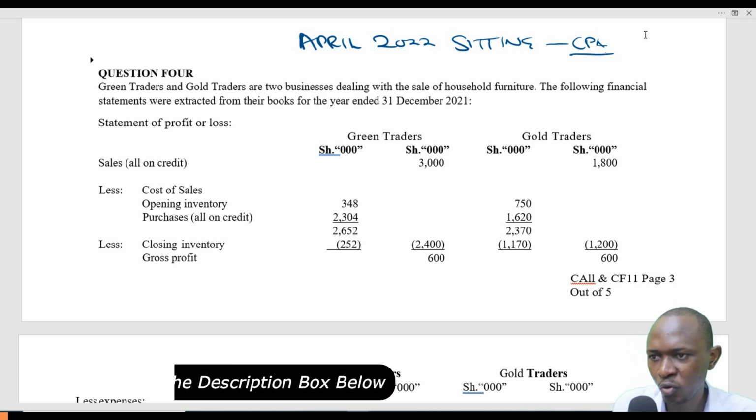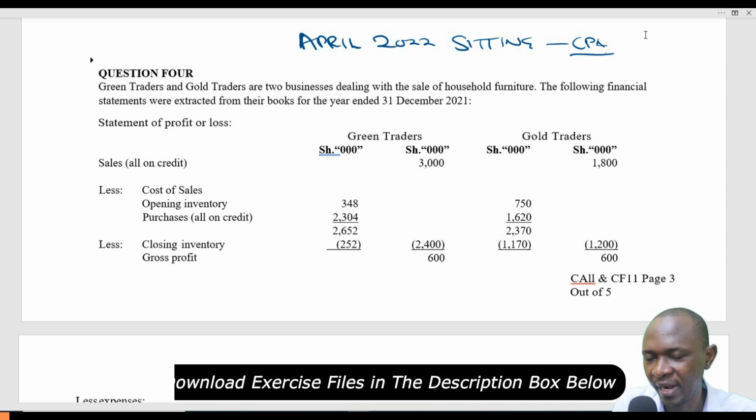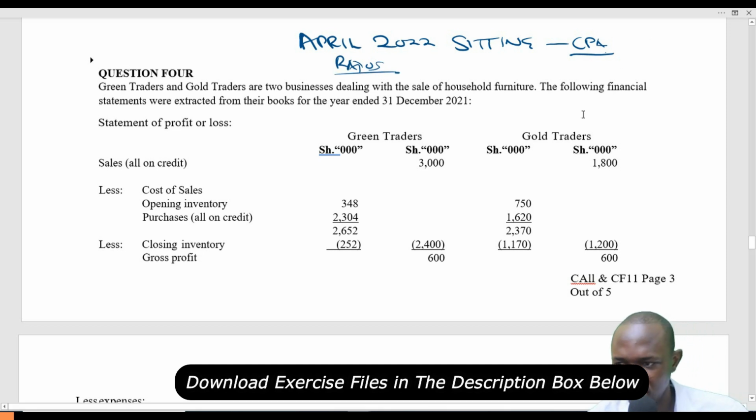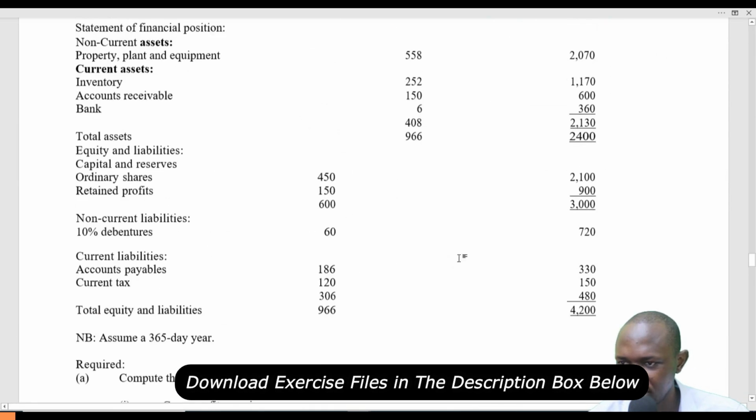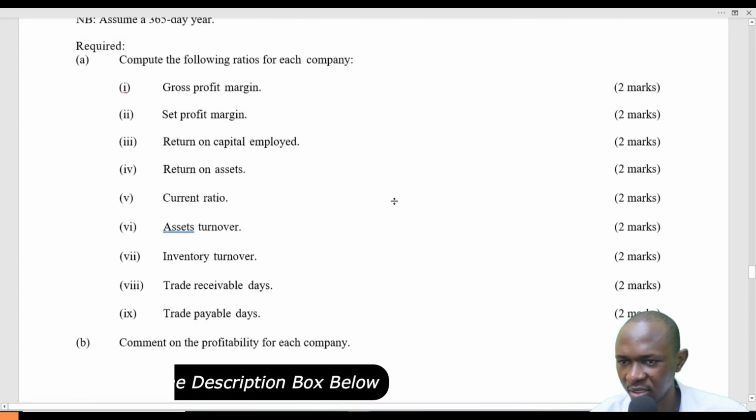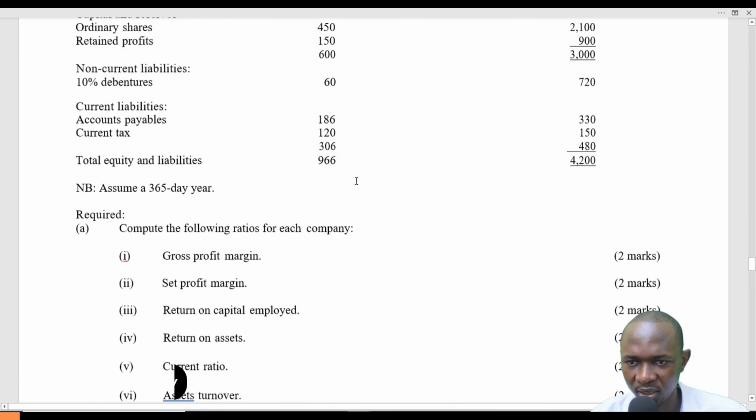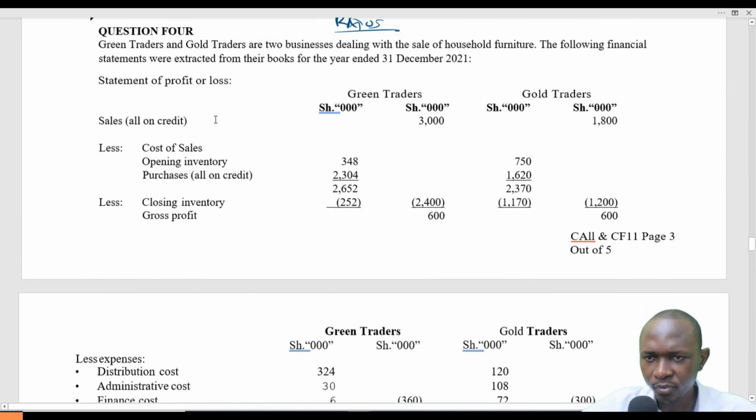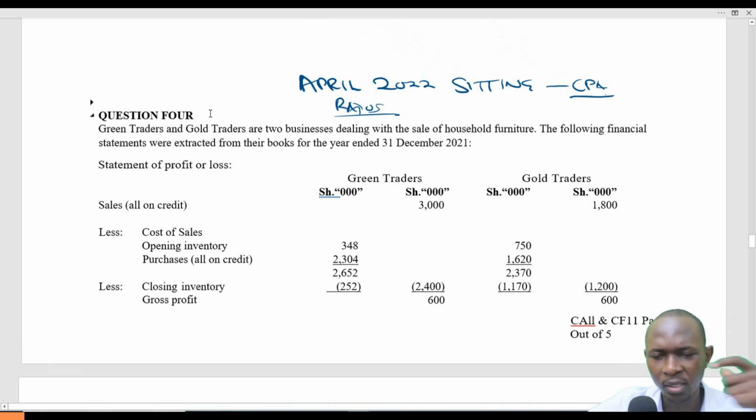And these are very good questions on analyzing financial statements, basically ratios. So it's a question on ratios, and you're going to see quite a number of ratios as required by the examiner. And these are some of the ratios that the examiner wanted us to compute for these two companies. So, go straight to the question.